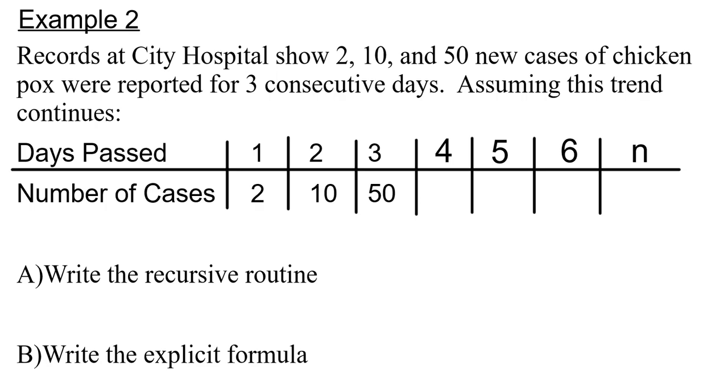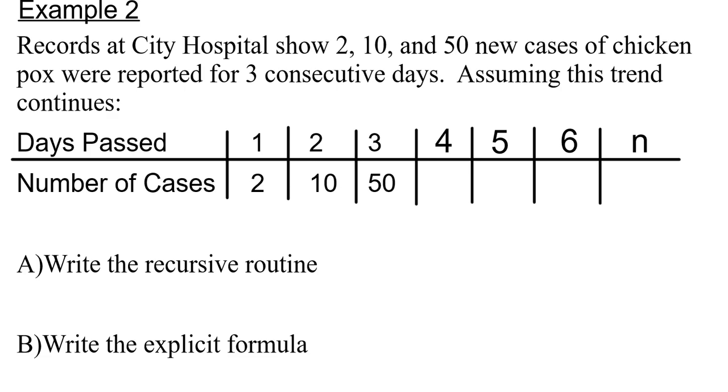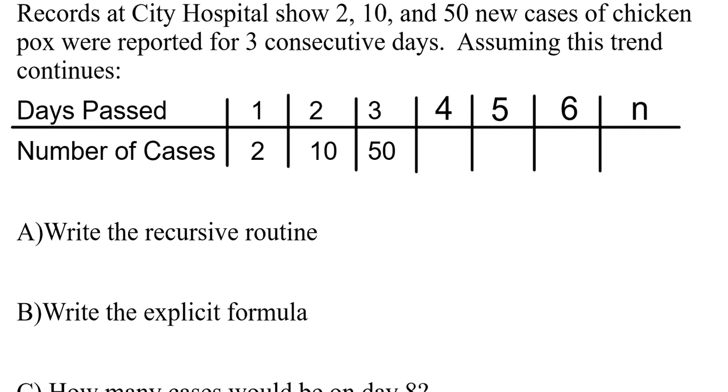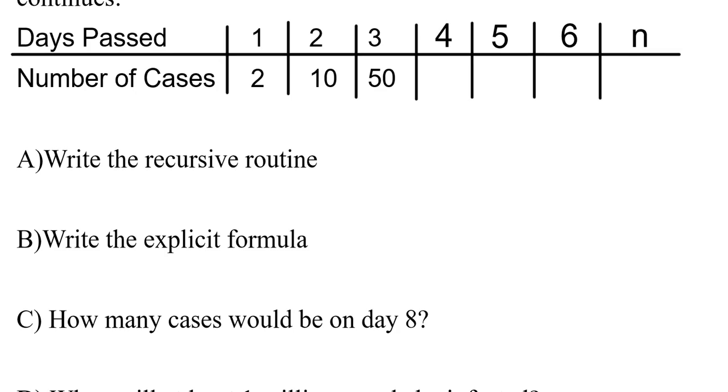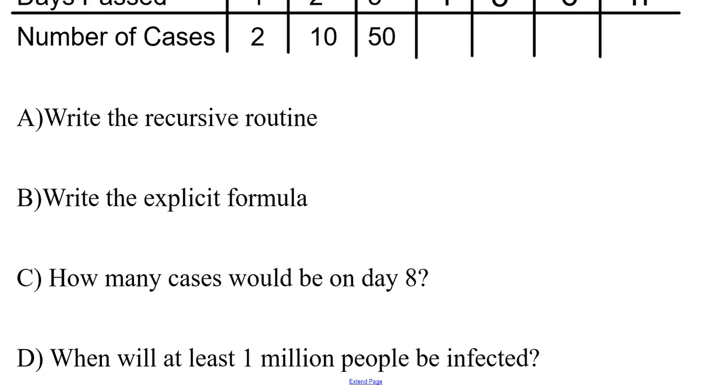Records at City Hospital show 2, 10, and 50 new cases of chickenpox reported for 3 consecutive days. Assuming this trend continues, could you do the following? Could you write a recursive routine, turn it into an explicit formula, and then predict how many cases would be on day 8? Also, when will at least 1 million people be infected?